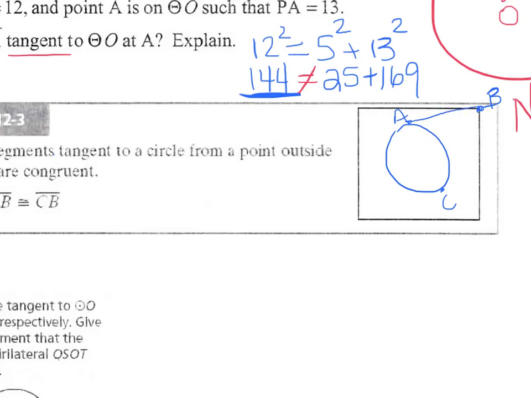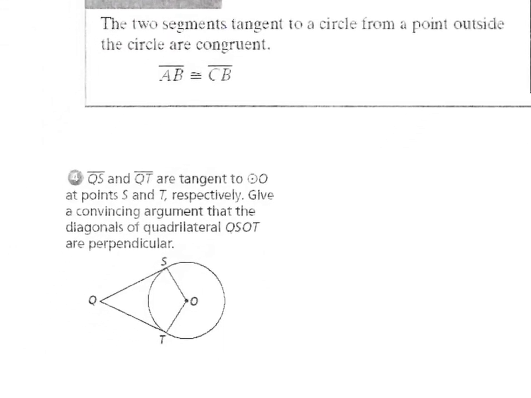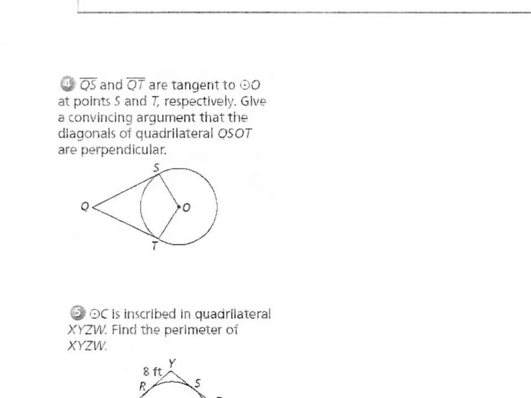If A to B and C and B, if those two are tangent to a circle, then you can say that these guys are the same length. And that's what they're saying. So if two lines are tangent to a circle and they meet at the same point outside of the circle, then the lines are the same length. No ifs, ands, or buts about it. Okay, so let's implement that a little bit.